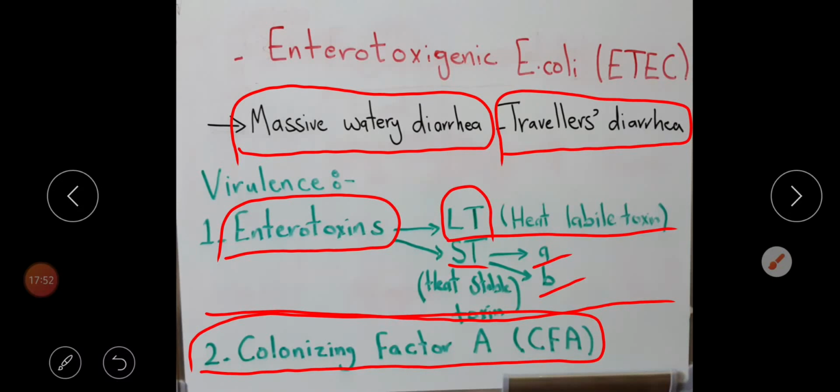Traveler's diarrhea is associated with enterotoxigenic E. coli. When someone travels to another country, for example, he may suffer from traveler's diarrhea. So instead of enjoying his travel to this country, he will stand in front of the WC room waiting because of his traveler's diarrhea. This is about the enterotoxigenic E. coli. It will cause massive watery diarrhea called traveler's diarrhea, and the virulence factors are enterotoxins first, and second colonizing factor A.